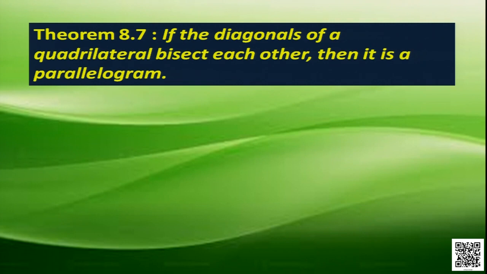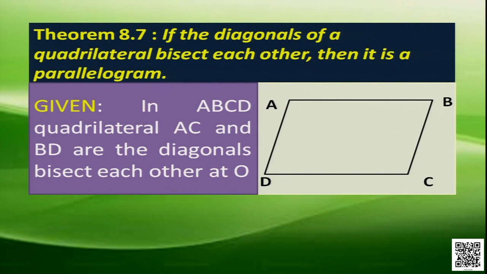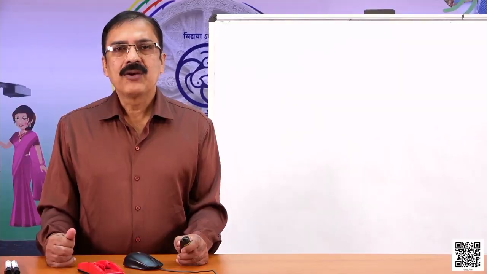Now, to prove this, we have a figure here. ABCD is a quadrilateral, and in this quadrilateral it is given that AC is a diagonal and BD is another diagonal, and these two diagonals bisect each other at O. Bisect each other means AO is equal to CO and BO is equal to DO. Then what to prove? We have to prove that ABCD is a parallelogram. So, how to prove this?